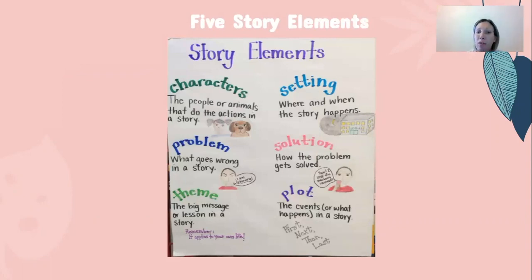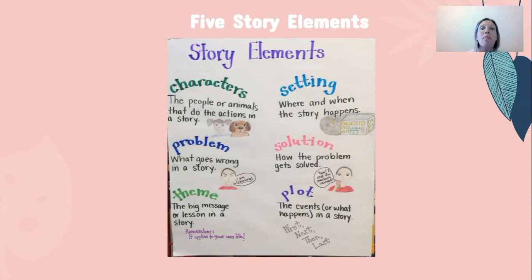So the first is characters, the people or animals or even objects that are doing the actions in a story, okay? We have the setting, where and when the story happens, okay? When and where it happens. And then part of the conflict, we have a problem, okay? Something goes wrong. Maybe Little Red Riding Hood meets a wolf, right? That's something that definitely goes wrong. And then we want to know how that problem gets solved, okay? How do we solve that problem?